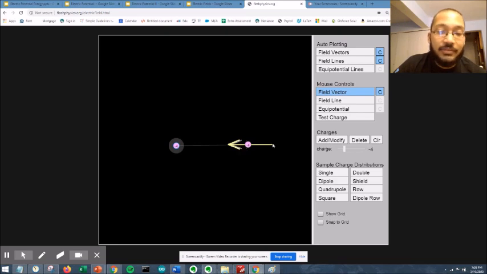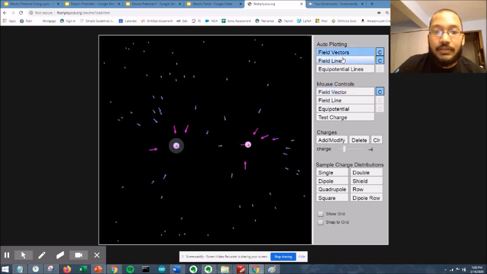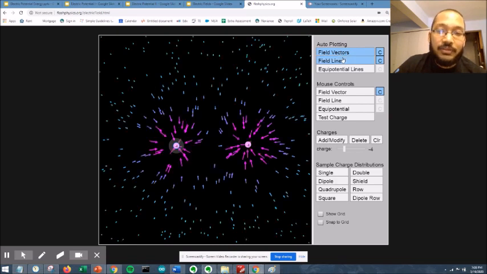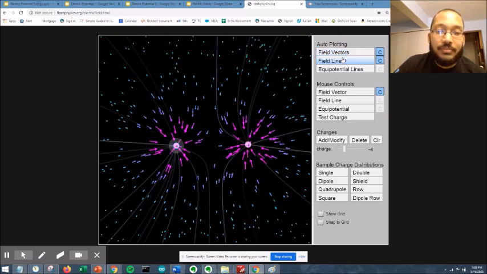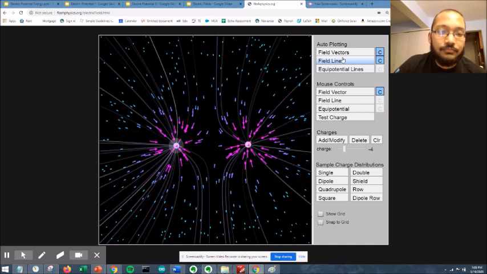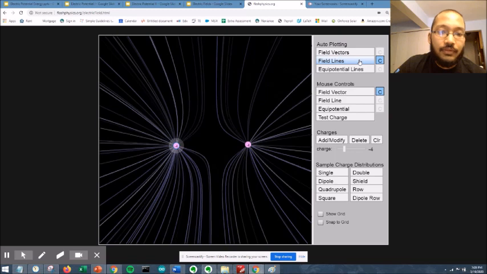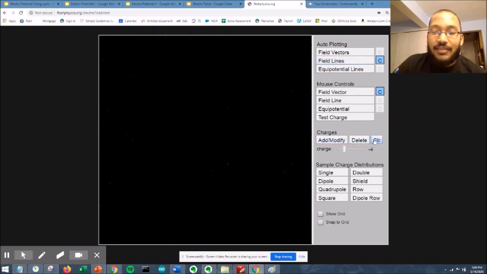Actually, they're pointing in the same direction here, and over here. And over here, they're pointing in opposite directions. So that's why the net field is down. And over here, the net field is up. So those are the field vectors basically pointing away from them. And the field lines kind of show you the shape. Very, very static. Okay, that was that.